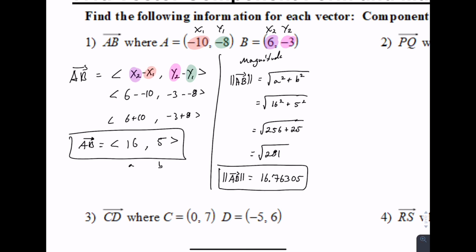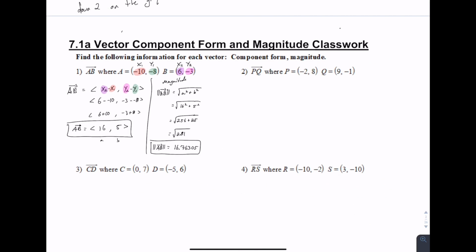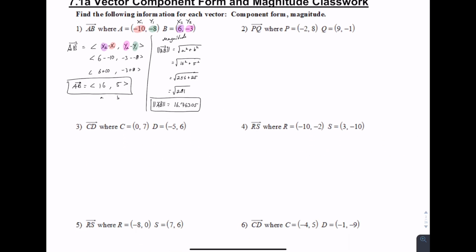Okay, so if you have a calculator, this gets really easy, really fast. Okay, so that's it. Like I said before, you don't have to do these.